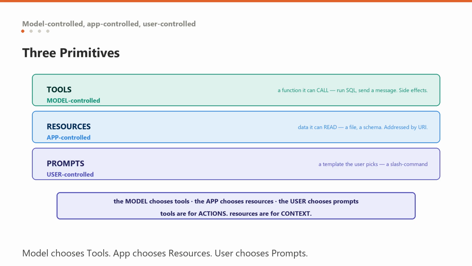Resources are application controlled. A resource is data the server can provide. A file's contents, a database schema, a document. It is addressed by a URI.